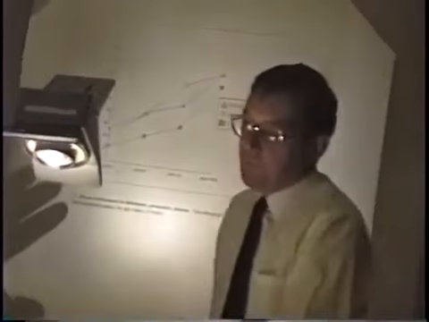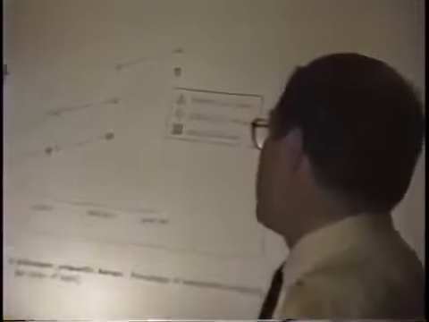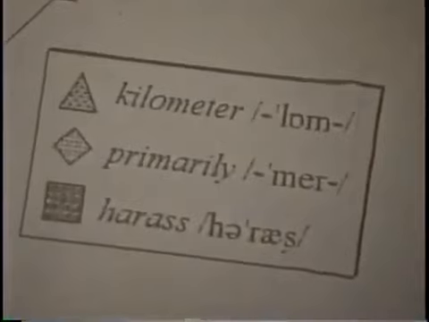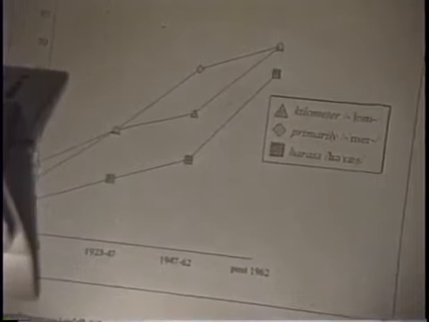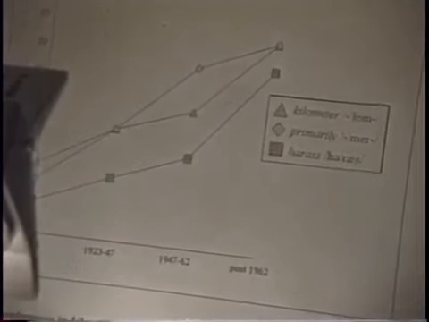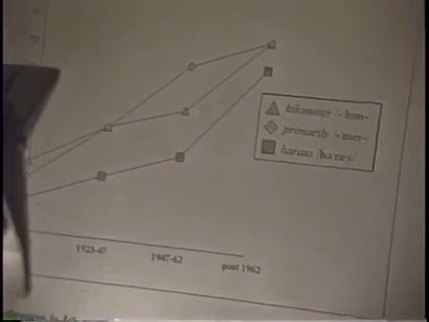More stress things here. Same thing. Older people with initial stress, younger people with stress on the second syllable, so that kilometre gives way to kilometre, primarily gives way to primarily, and harass gives way to harass. In each case, I've done statistical tests on these, and there is a very high significance to the correlation observed between age and pronunciation preference.